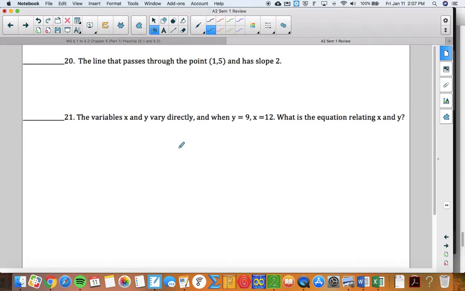The line that passes through this point and has this slope, we're going to actually use the same skill that we just did. The previous one was a little more difficult, so they give us an x and a y, and they give us a slope. We just plug it into point-slope form or into slope-intercept form, whichever your style is.